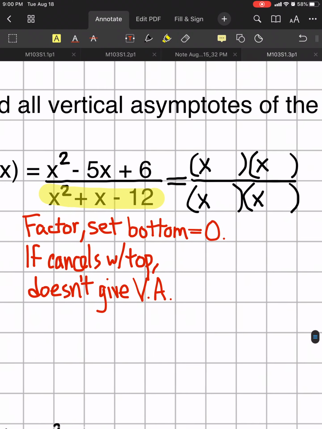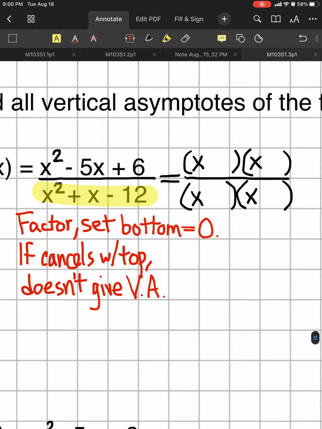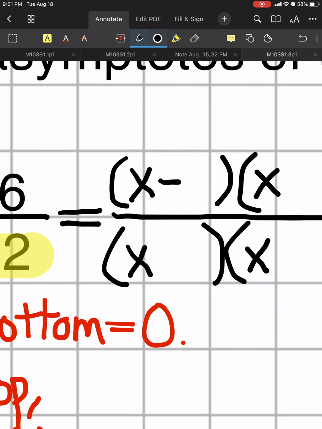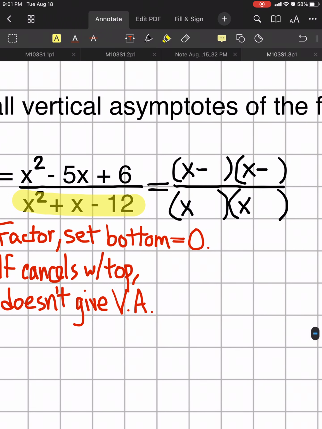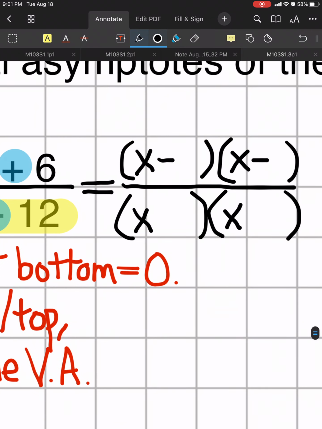Now, the second thing you should notice about the top, we have a minus in the middle and a plus on the end. The plus on the end means we need two things to multiply to give us 6, and the minus in the middle means those same two things need to add up to -5. So both of these things have to be minuses. Here we have a plus in the middle, a minus on the end. The plus in the middle doesn't really matter, but the minus on the end tells us one is a plus, one is a minus.